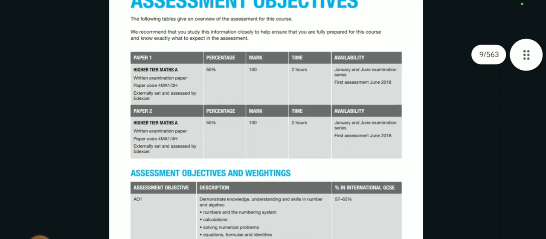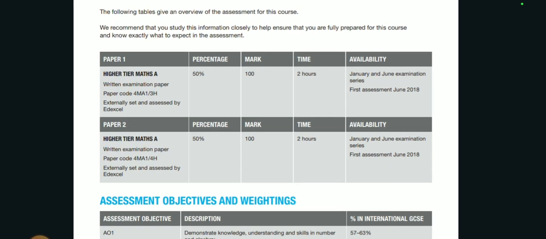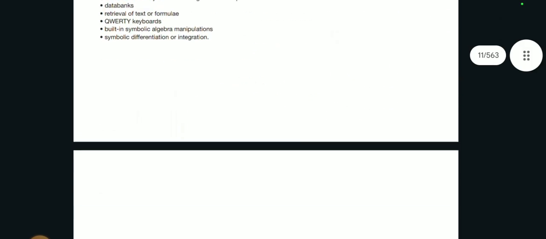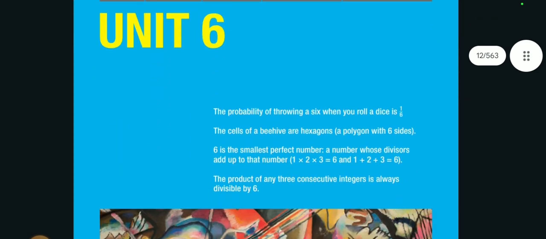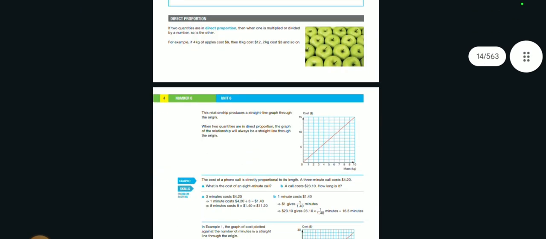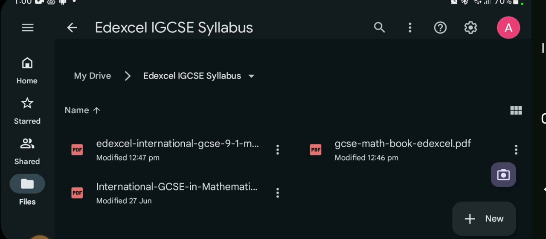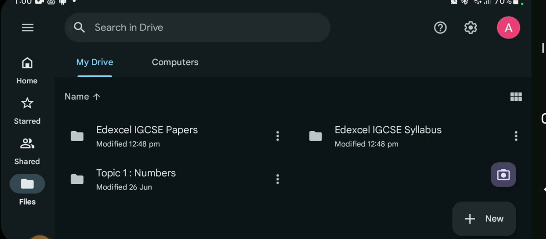This is your assessment objectives, how much time for one paper and how many marks. These things will matter later on when we are done with our syllabus. So these two are your books, you can refer to these as well. That's all about Edexcel. In the next video we'll start the mathematics syllabus properly, from the next class. Thank you. Allah Hafiz.